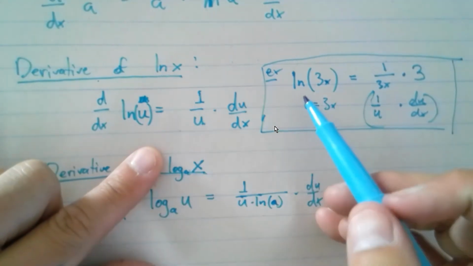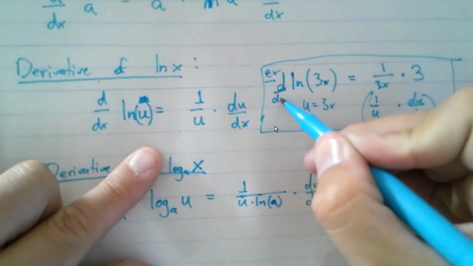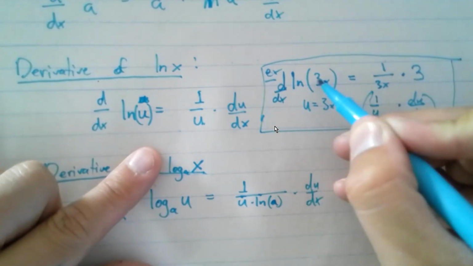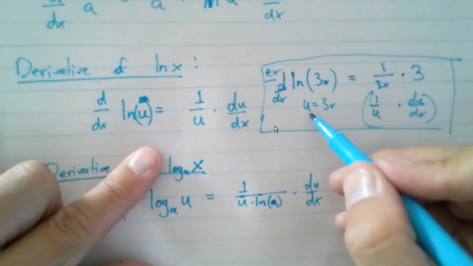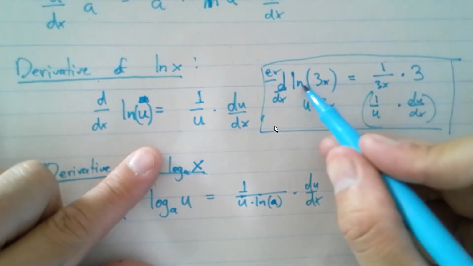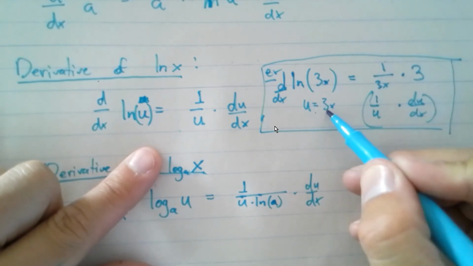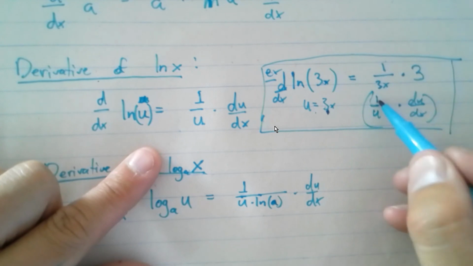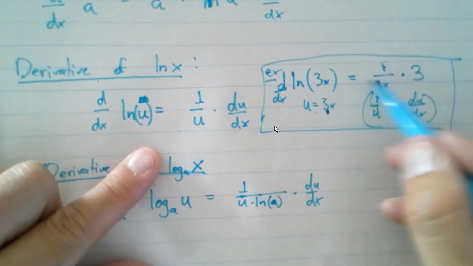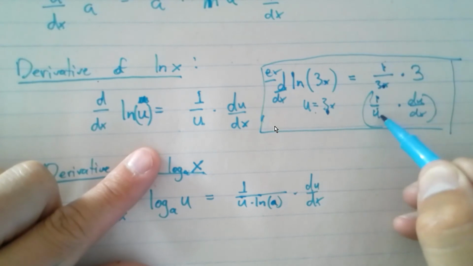If I take the derivative of ln of 3x, I have to make a note that the inside is u, an inside function. u is equal to 3x. Then how you take the derivative is you take your 1 over u, which is 1 over 3x, and you take the derivative of 3x, the u that I assigned, which is just 3.